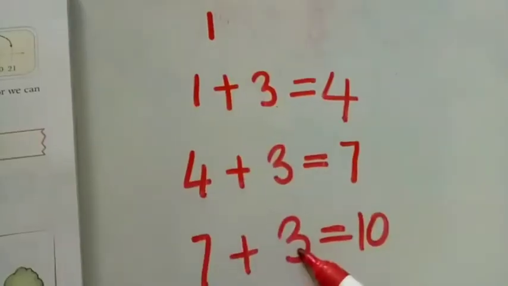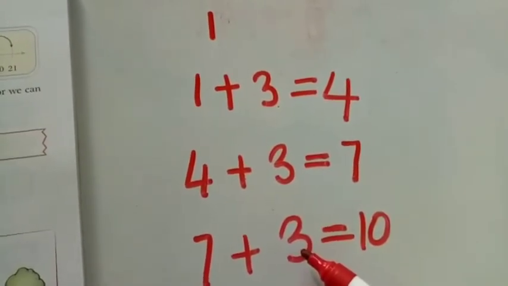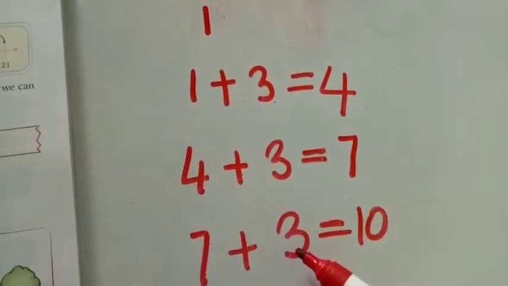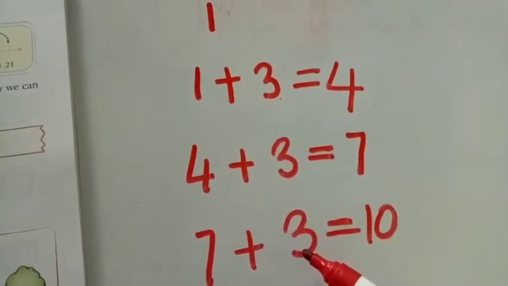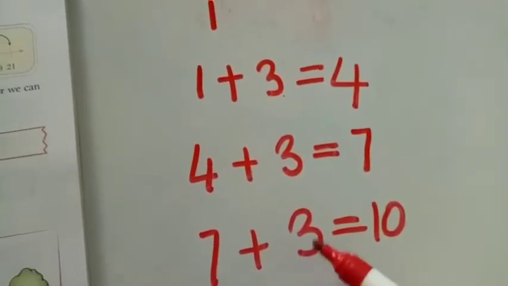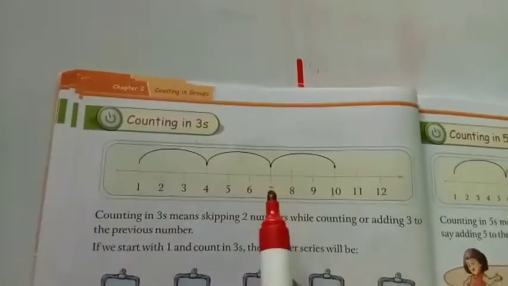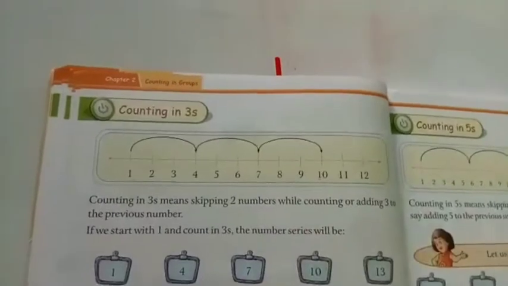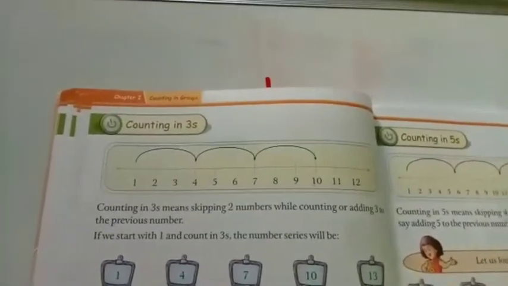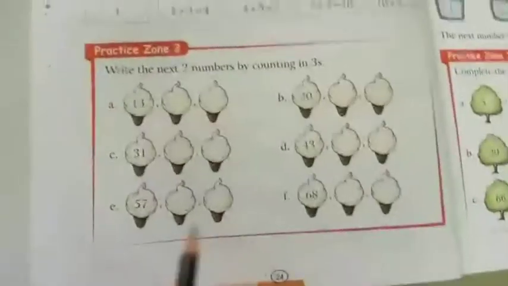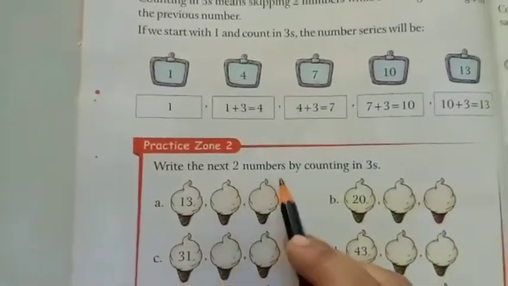Why have we added 3 every time? Because we want the numbers in threes. So as we have seen on the number line, 1, then 4, then 7, then 10, skipping two numbers. Come on, let's solve practice zone 2. Write the next two numbers by counting in threes.